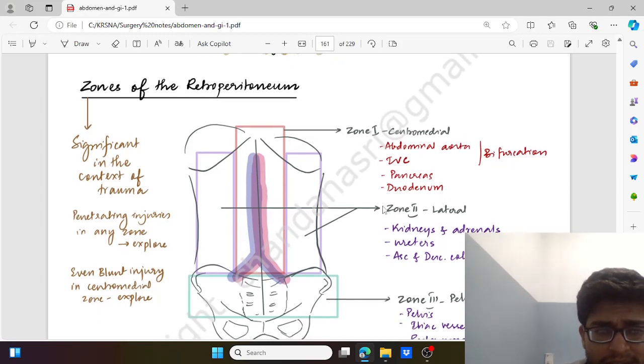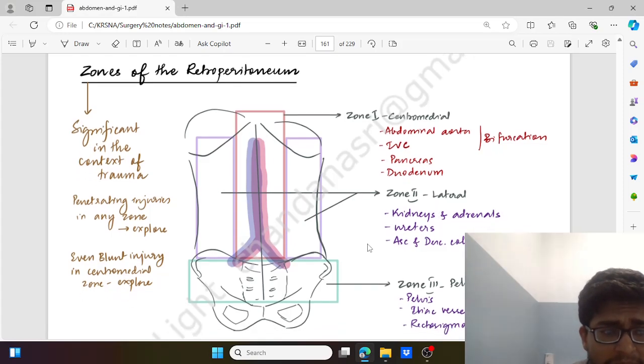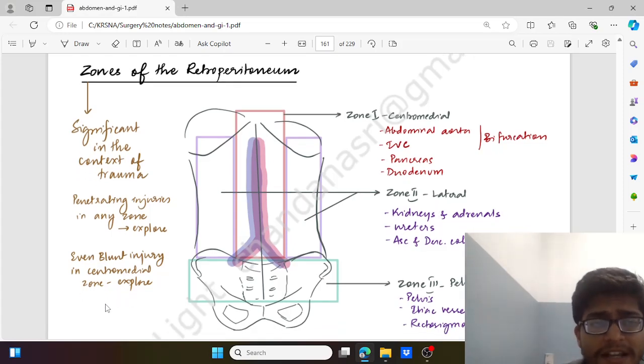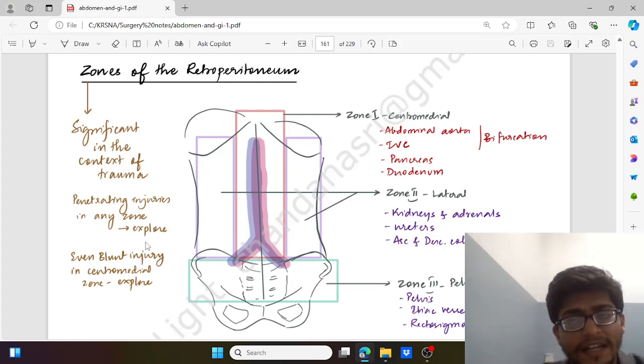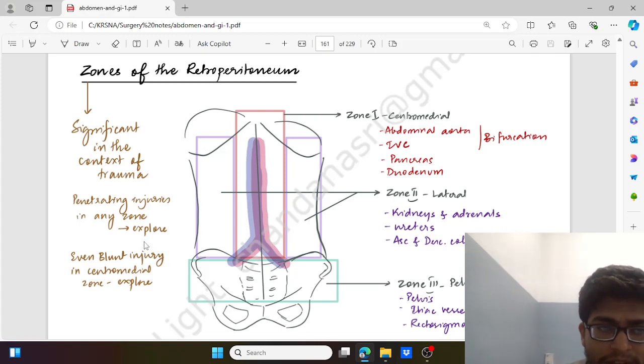It is very important that even in blunt injury to the centromedian zone, that is zone 1, we need to explore depending on the clinical scenario, as there is a high chance of hemoperitoneum, so we have to consider it. For penetrating injury in any of these zones, we have to explore considering the clinical scenario.